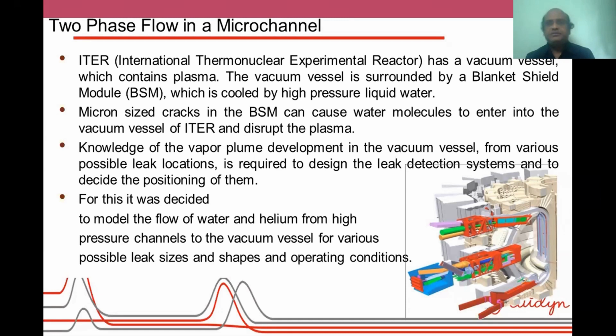This reactor normally contains a vacuum vessel. It contains plasma at very high temperatures. It's actually a replica of the sun. So the temperatures are very high and the pressures are very low. It's near vacuum. The energy is produced in this vacuum, the core in this vessel, and then this energy is taken out by high pressure liquid water, which is circulating in what is called a blanket, a shield module.